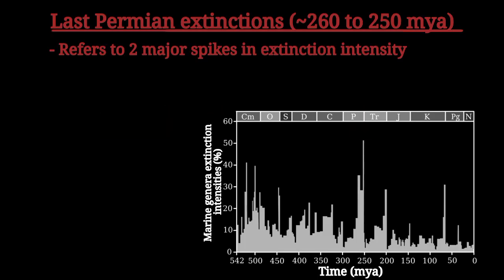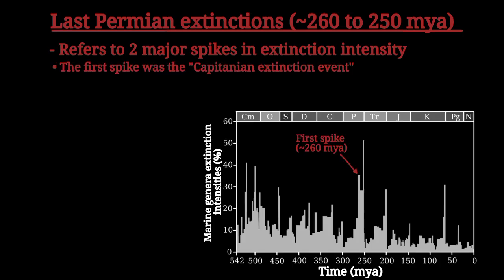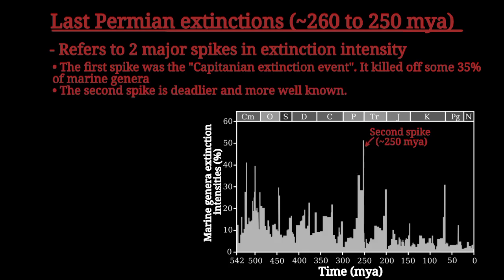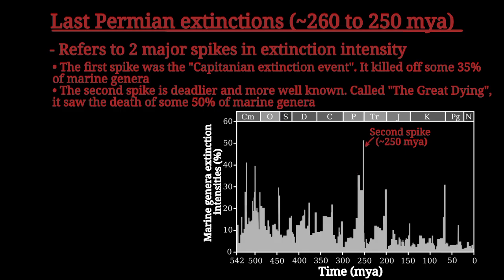The last Permian extinctions consist of two major spikes in extinction intensity. The first was the Capetanian extinction event, which occurred about 260 million years ago. It killed off some 35% of marine genera. The second spike occurred around 250 million years ago. It is the deadlier, more well-known one. Called the Great Dying, it saw some 50% of marine genera go extinct.